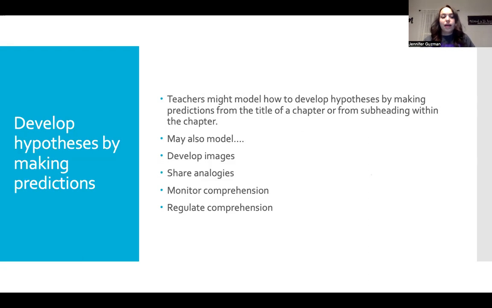All right, developing hypotheses by making predictions. So teachers might model how to develop hypotheses by making predictions from the title of a chapter or from subheadings within the chapter. They may also model developing images, share analogies, monitor comprehension, and regulate comprehension. With my younger students, before we read a book, I always have them skim the book and look at pictures. And based off the pictures, we make a prediction of what they think the story might be about.